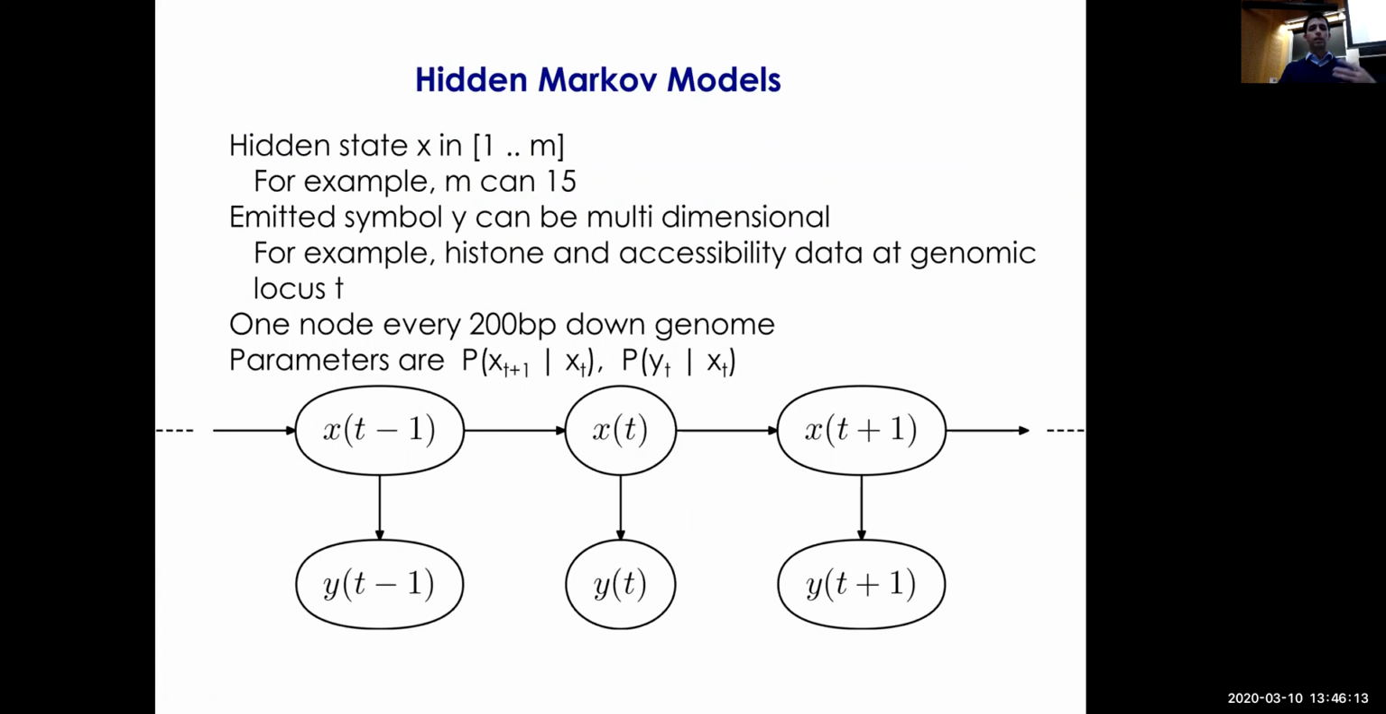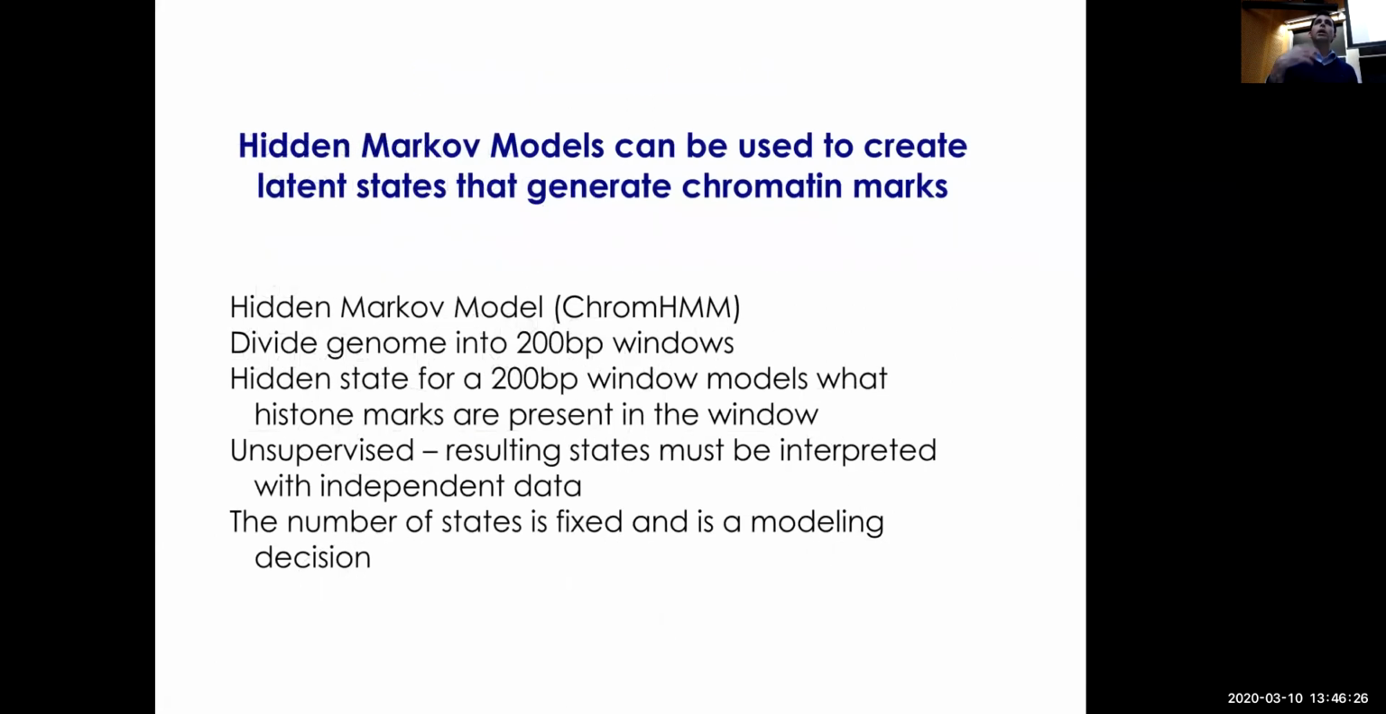And then we stared at the parameters that it had inferred for those states. And we also stared at the locations where those states were occurring. And then we were able to name them: enhancer, promoter, transcribed, repressed, heterochromatic, and so on and so forth. Okay? So it's unsupervised, and then the resulting states have to be interpreted with independent data. And the number of states was fixed and was a modeling decision.